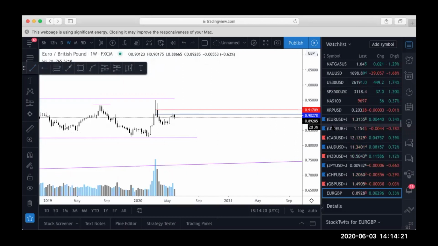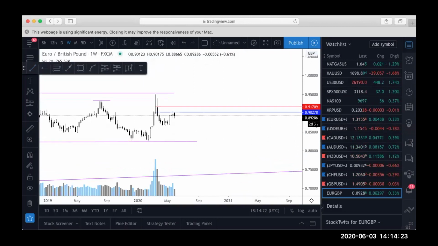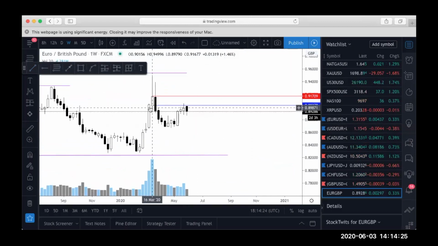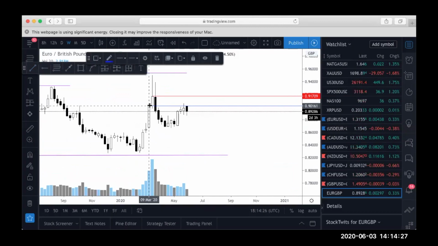All right, hold on, let me fix this real quick. There we go. So we can zoom in a little bit. We can see that we expected price to come up to this blue line at 0.90161 and then drop. And that's exactly what it did. It's already about 80 pips in profit from our original entry, 90 pips or so.